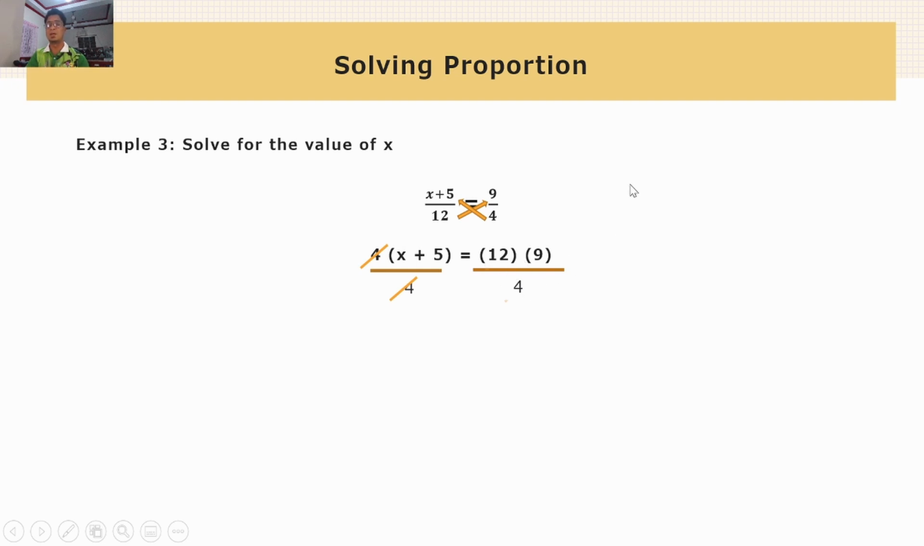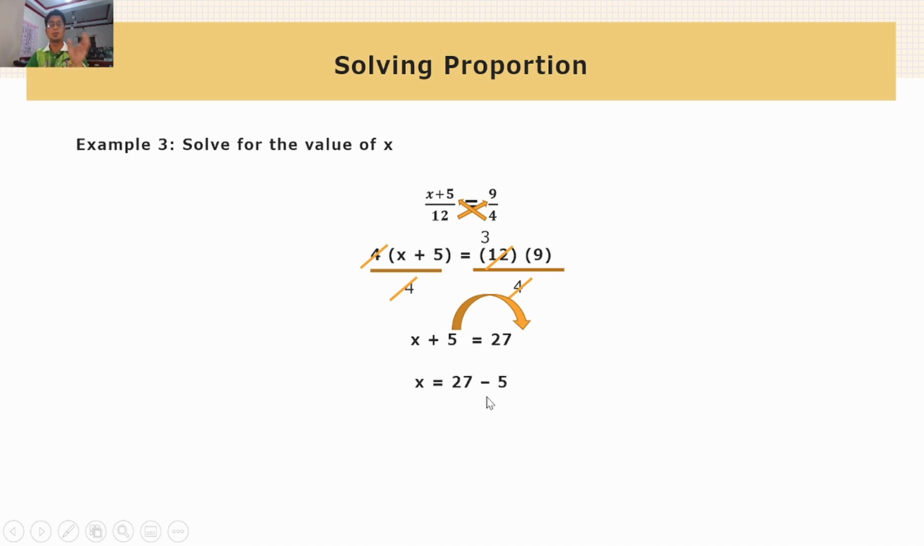Both are divisible by 4. That will give you 1 and 3. Now, simplifying this, since we no longer have a denominator, that will give us x plus 5 is equal to 3 times 9, which is 27. Now, we only need x because we are asked to get the value of x. So, move the 5 to the other side. And the positive, of course, will cross the equal sign and become negative.